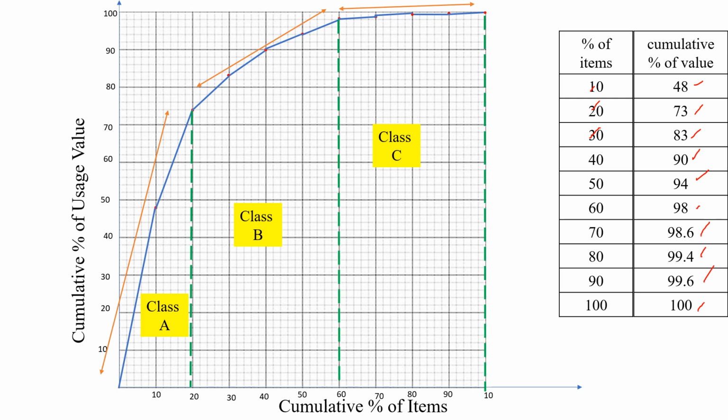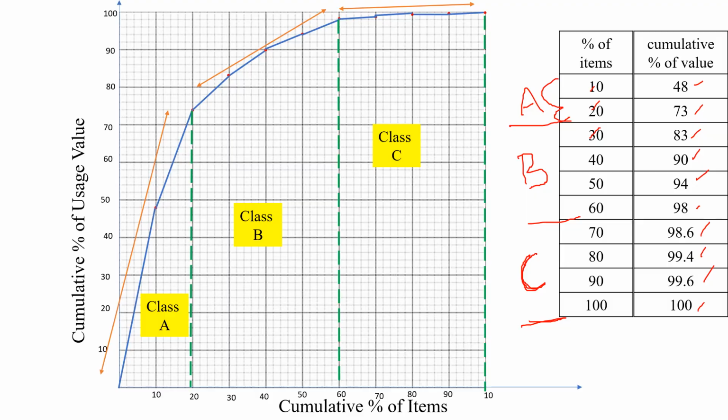Then this is the group. Up to 20% of the items, having a consumption value of 73%, these items are classified as class A. So these items we classify in category A. Similarly, from 20% up to 60%, we classify in category B. Similarly, 60% to 100%, having a cumulative percentage value of 98% to 100%, we classify as category C.